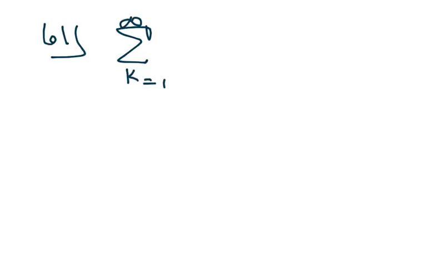Let's do 57. Let's do one that's written out. Let's do 61. We have the sum of k equals 1 to infinity, so it's an infinite series, of 5 times 1/4 to the k minus 1.